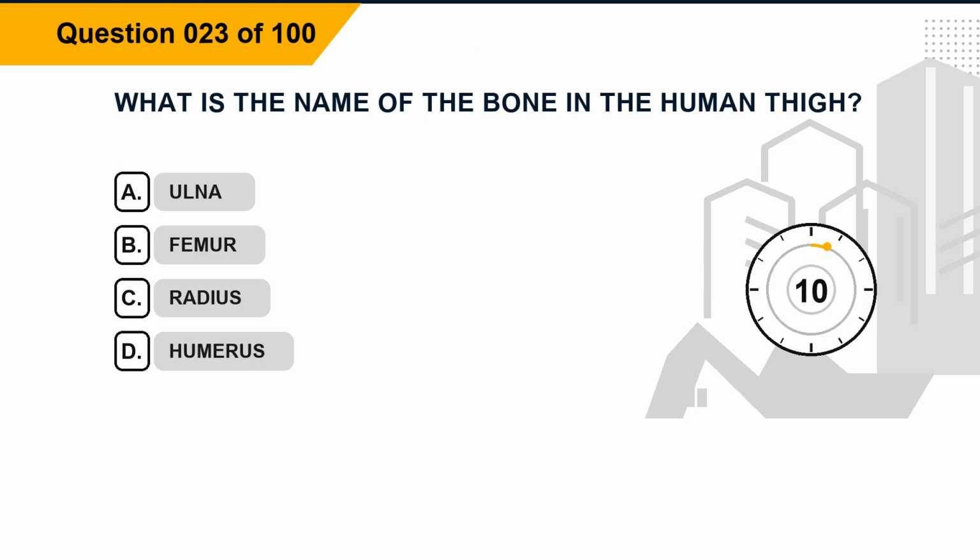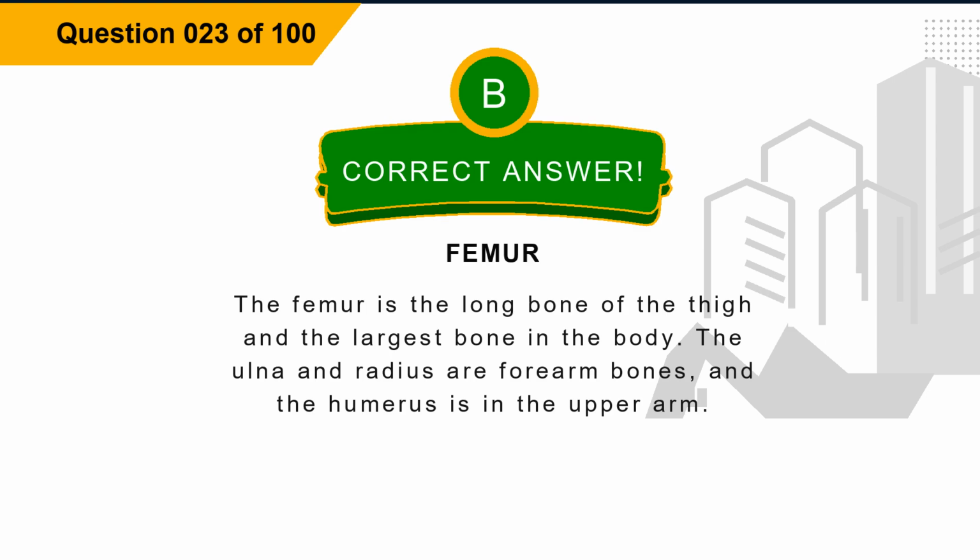Question 23. What is the name of the bone in the human thigh? Option A, ulna. Option B, femur. Option C, radius. Option D, humerus. The correct answer is option B, femur. Explanation. The femur is the long bone of the thigh and the largest bone in the body. The ulna and radius are forearm bones, and the humerus is in the upper arm.